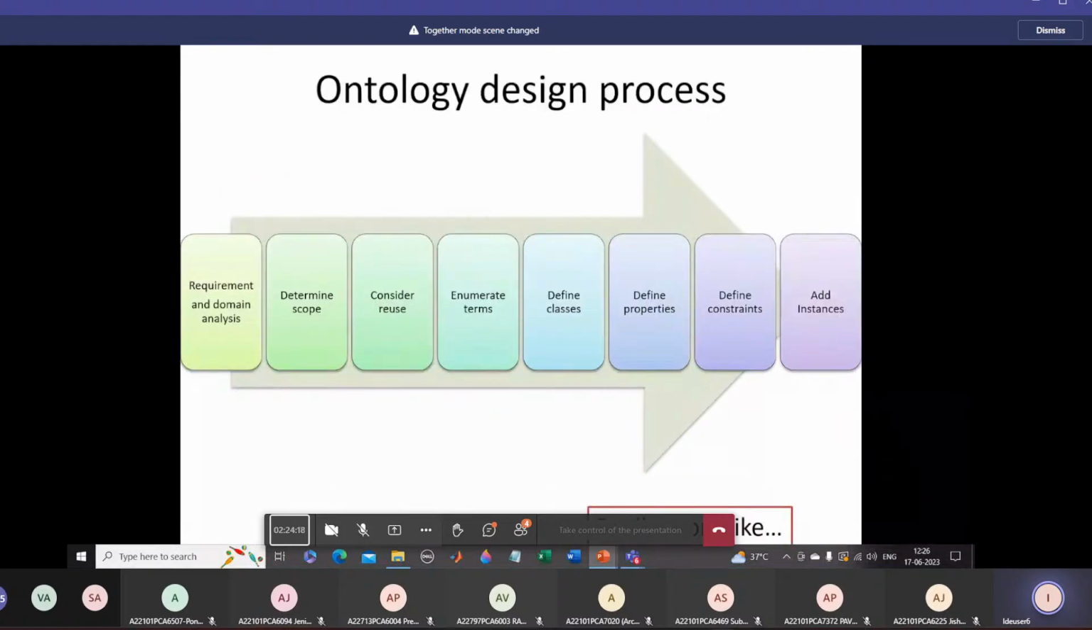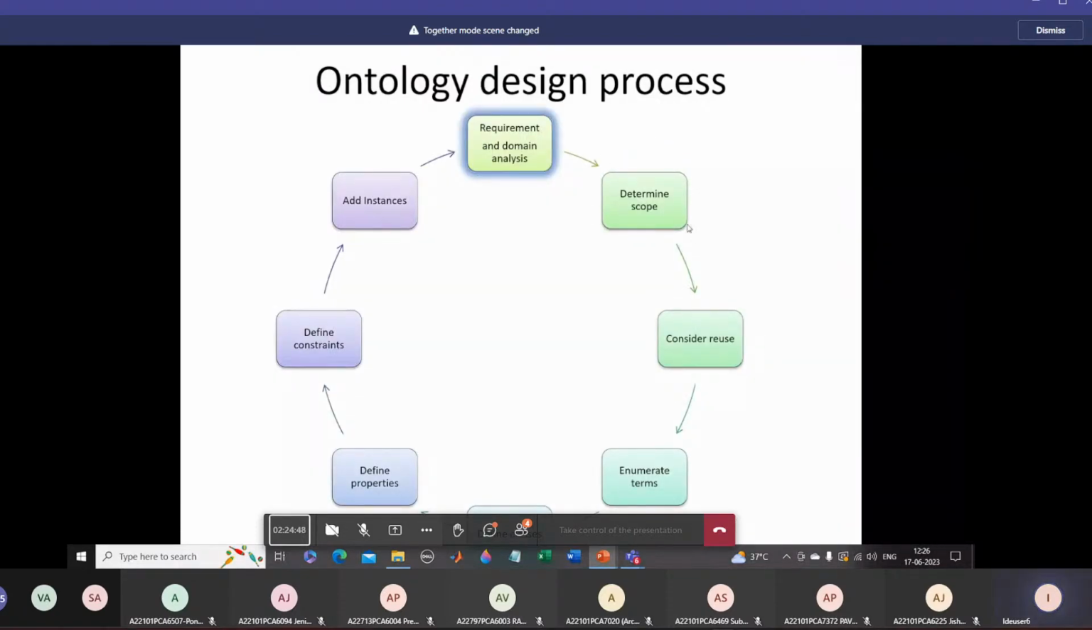So this is the ontology design process. Okay, so this is the way we look at the arrow mark, which starts from the left to the right. The recommended steps: domain analysis, determine the scope, enumerate the terms, define the classes, define the properties, define the constraints, and add the instances. So you can start with the requirement and domain process. It's like a cycle. After adding the instances, again you can go for the requirement and domain analysis.